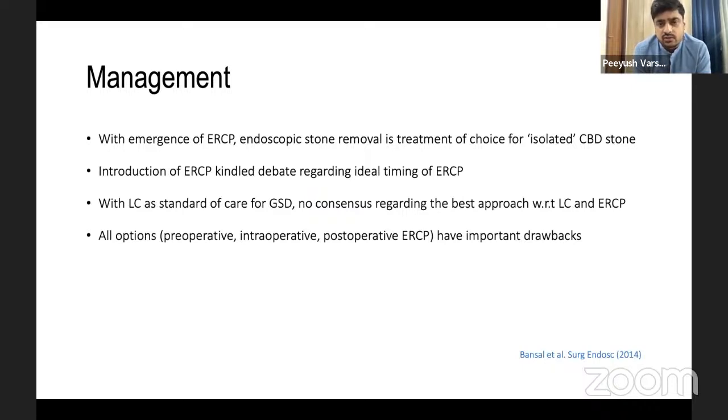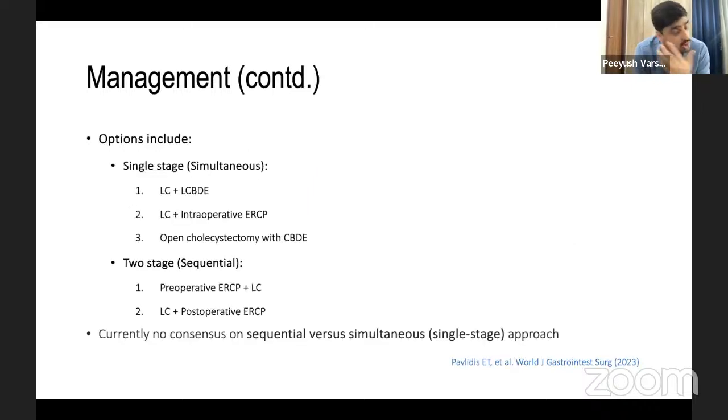For gallstone, there is no debate that the laparoscopic cholecystectomy is standard of care. But with respect to the CBD exploration, still there are many approaches and many debates for these approaches that I will deal with one by one later on. So broadly classified, there are two approaches to manage the CBD stones. First is the single stage procedure, that is the simultaneous: to do a simultaneous laparoscopic cholecystectomy with laparoscopic CBD exploration if the expertise is available.